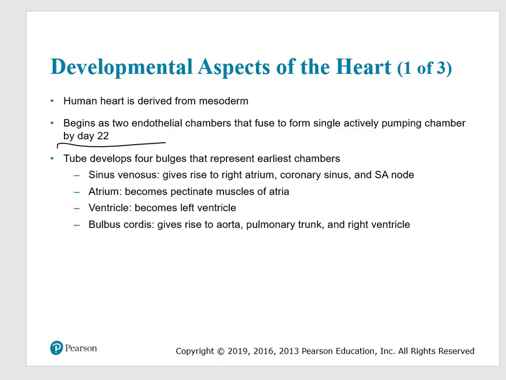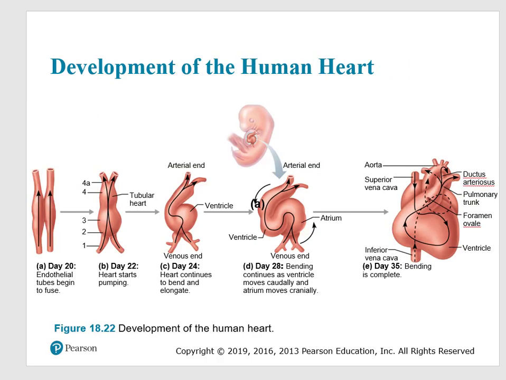So initially you have two tubes that are formed. Here are the two tubes that merge together and bulge, and this is when the heart starts pumping, here on day 22. They start bulging up, and then eventually they start twisting and bending and elongating to form the actual heart itself. And because of this formation, it leads to a lot of issues, leading to congenital defects in the heart.